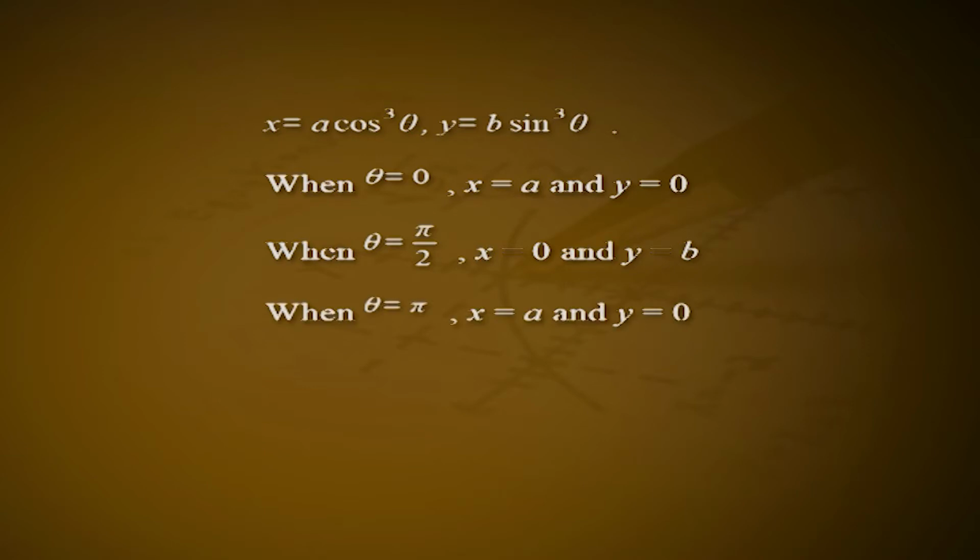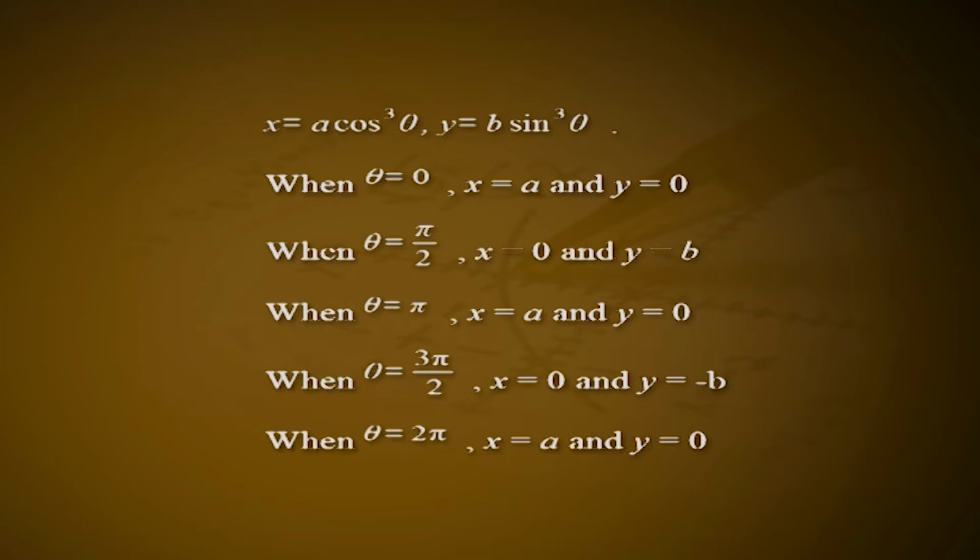When theta is equal to pi, x is equal to minus a and y is equal to 0. When theta is equal to 3 pi by 2, x is equal to 0 and y is equal to minus b. When theta is equal to 2 pi, x is equal to a and y is equal to 0. So, we have the following results. Theta varies in the closed interval [0, pi by 2] implies the point (x, y) starting from the point (a, 0) moves to the left and upwards to the point (0, b).